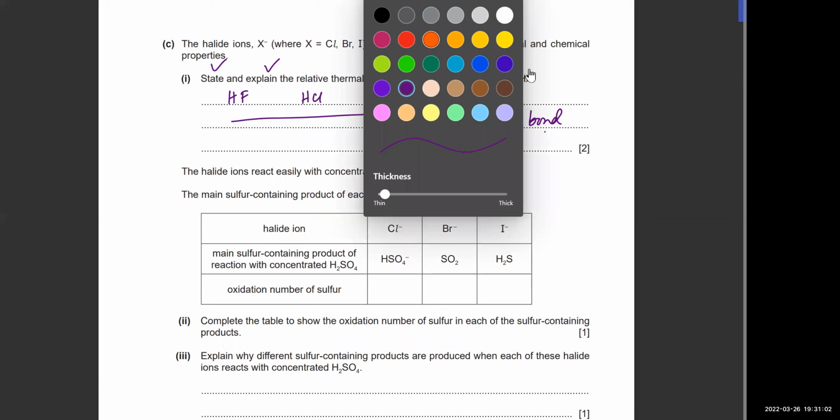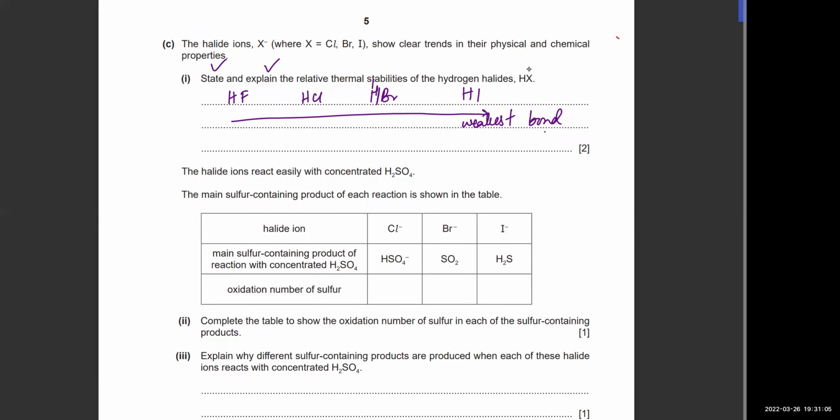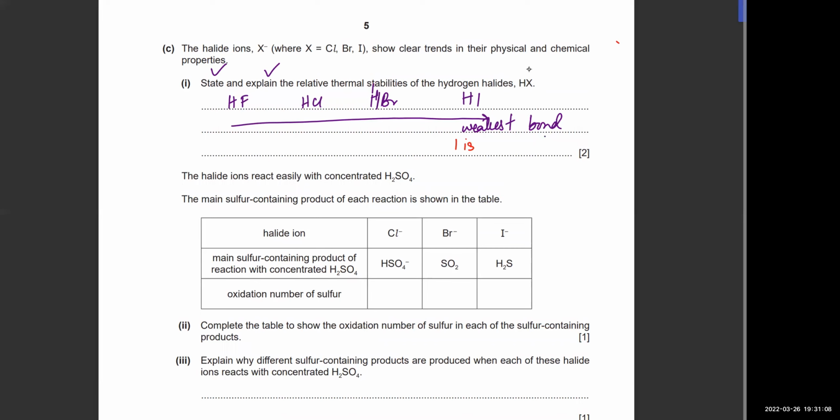Sir, because iodine is a bigger molecule, so it will have weak van der Waals forces. No, you're breaking the bond, you're not talking about van der Waals forces. Electrons are far because of shielding. Okay, but the proper wording would be that iodine is a bigger atom. Since we are talking about down the group, you say down the group the atomic size increases, so more shielding, right? So more shielding, so less orbital overlap and longer bond length.